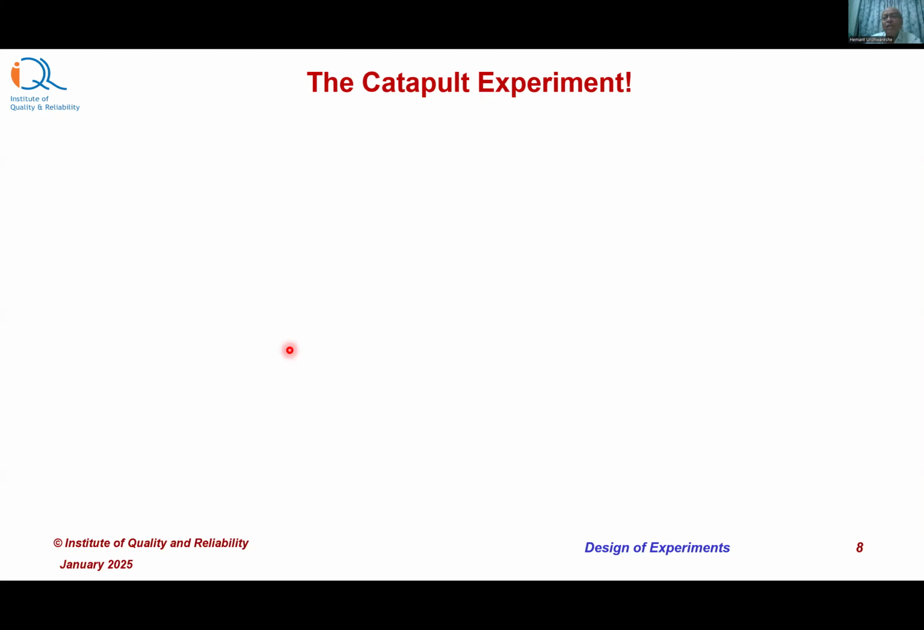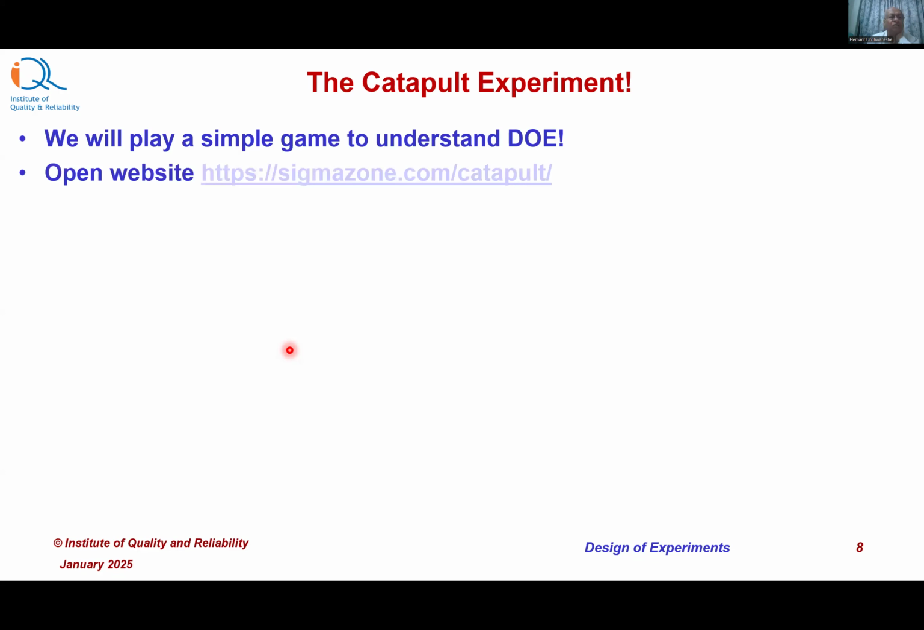Now we will actually do an experiment, and we'll discuss a few more things while we design this experiment, conduct this experiment, and analyze the data. We call it the catapult experiment, but we are going to use a virtual model. Fortunately, there is a company in the world that has made a nice virtual catapult which we can use. We will play a simple game to understand experimental designs.